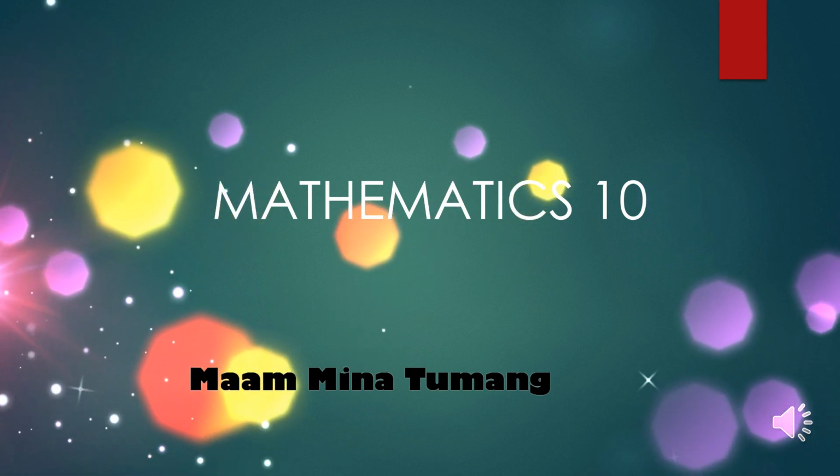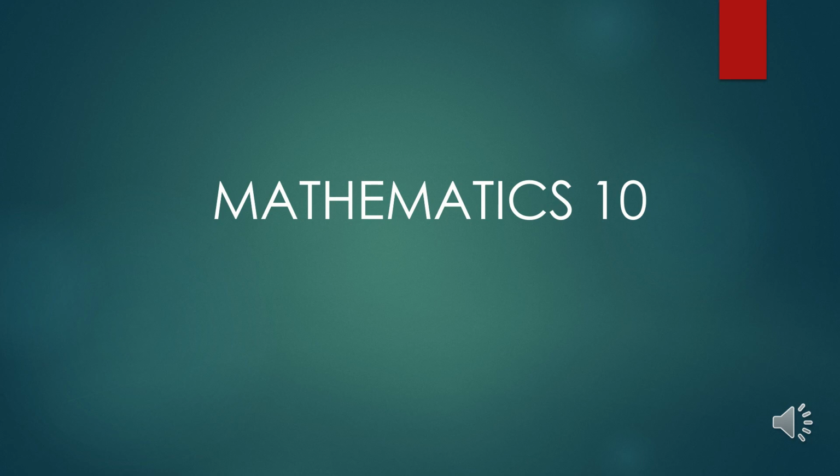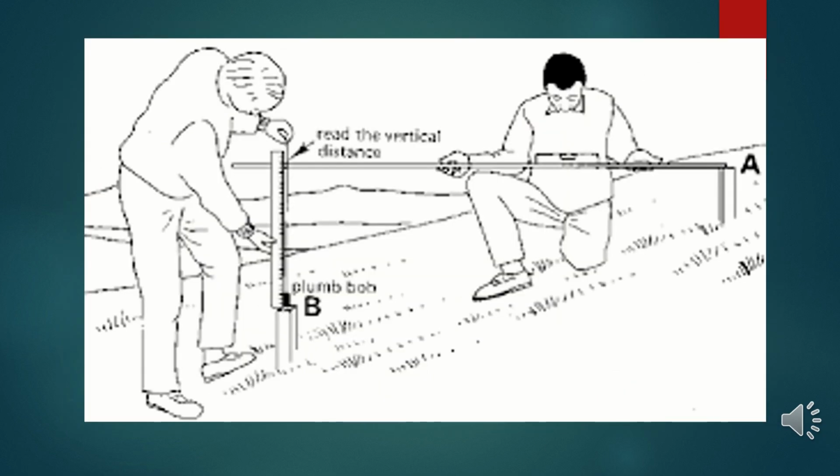But before that, take a look and observe the following pictures. First, we have the map of Pampanga. Maps help us to know how far we are traveling. Next, we have two plumbers. They install and repair pipes that supply water. They are efficient in measuring plumbing materials.